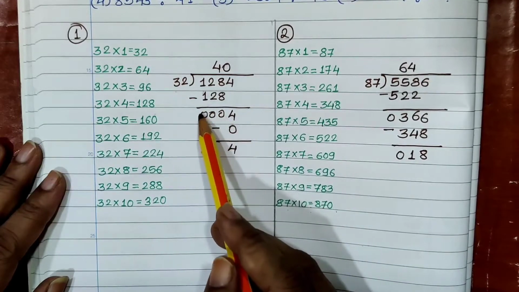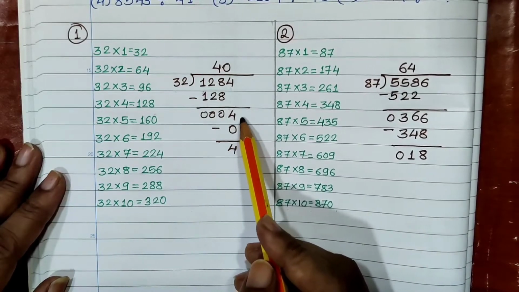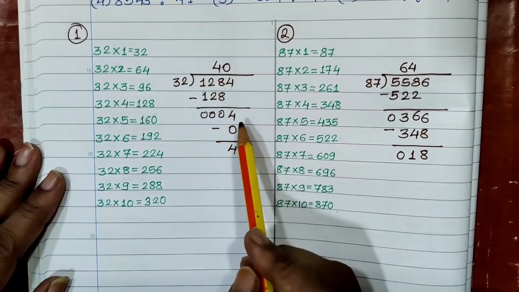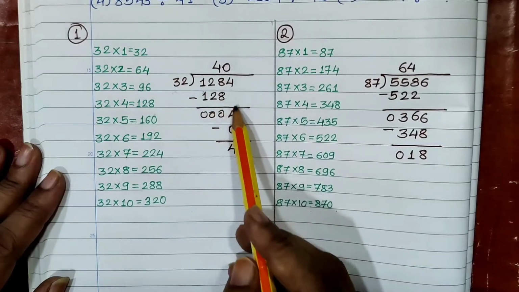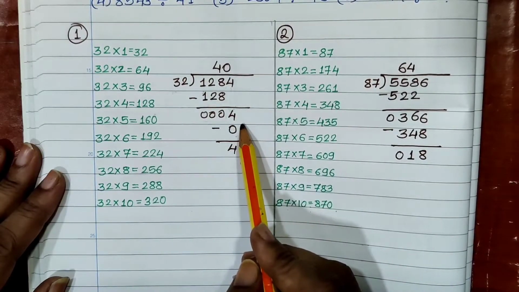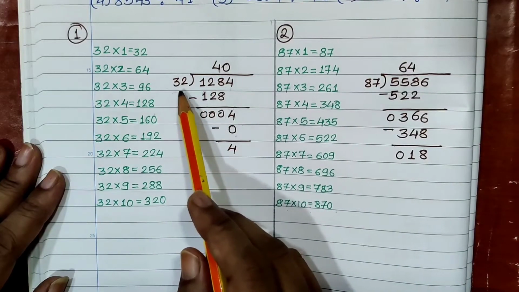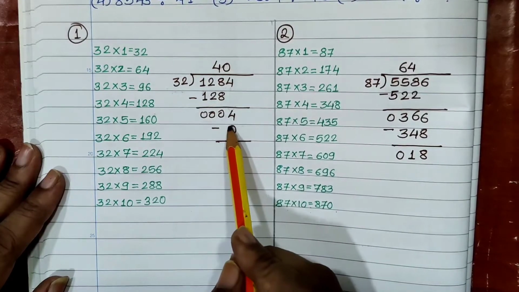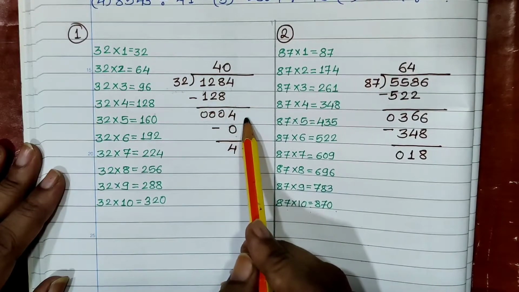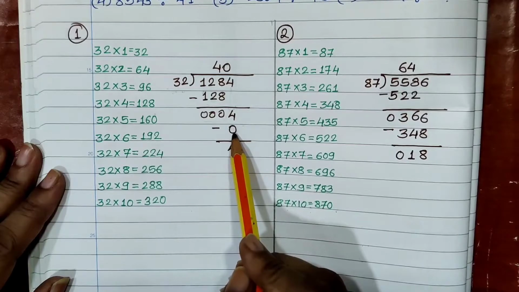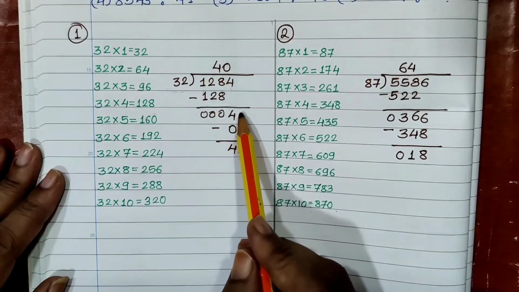128 minus 128 is 0. Then we put down the next digit 4. And we have to divide this 4 by 32. Now it is not possible to divide 4 by 32, so we have to put 0. Always remember that when a digit is remaining, we have to put it down in the next step. If it is not possible to divide that digit by the divisor, if the divisor is bigger than this number, you have to write 0. It is very important. Unless and until you complete this step, you should not get the remainder.